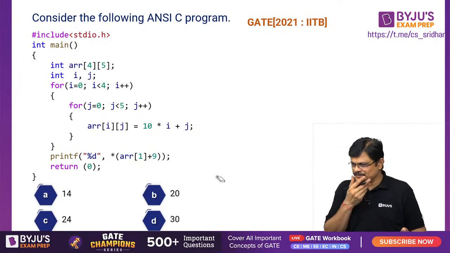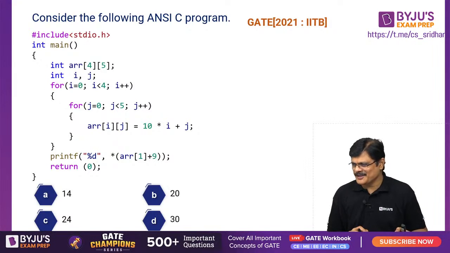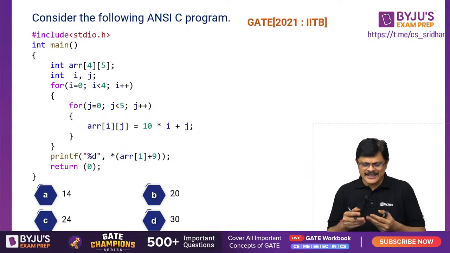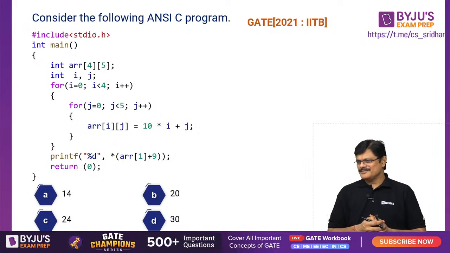Next problem. This is also 2021 IITB. It is also based on 2D arrays only. Answer for this. It's simply a matrix definition, sir. He has given a matrix definition and he is asking the value of an element here.